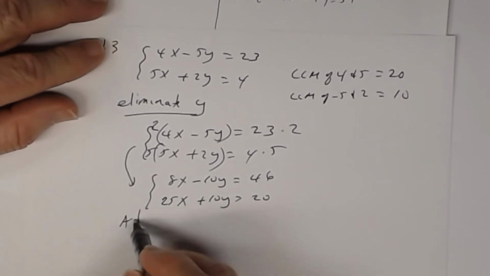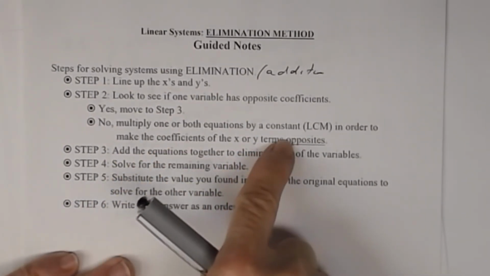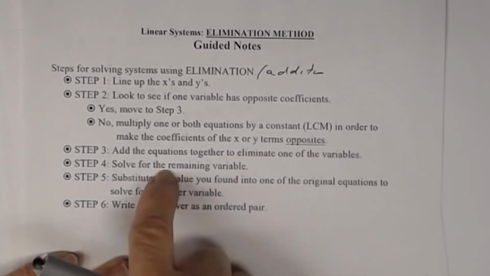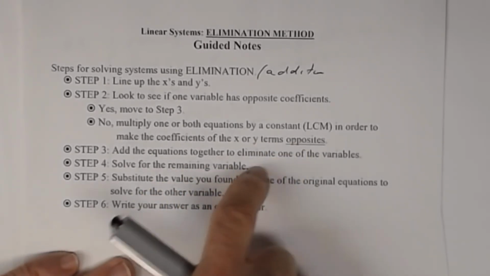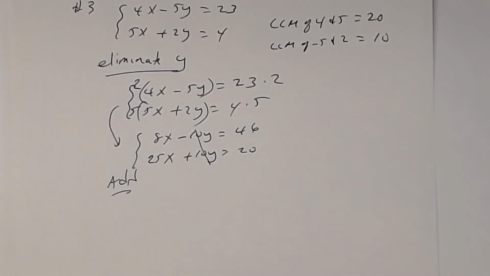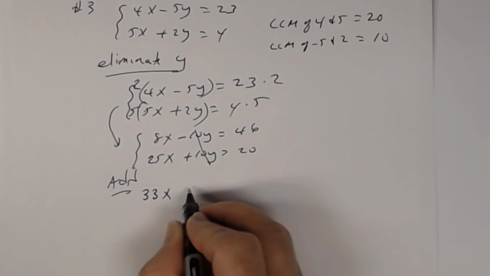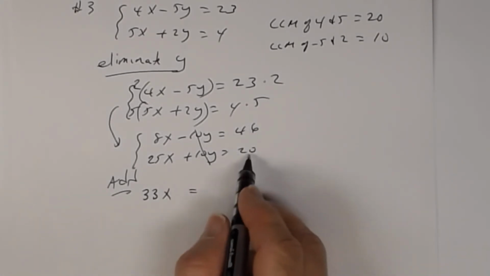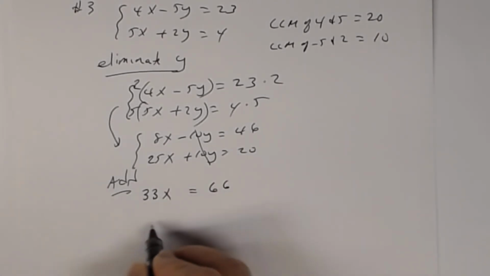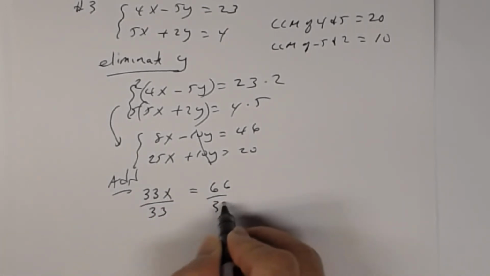Now you see you can add, which remember is step 3. Once you get one of the terms to be opposites, now you add them, and that variable will be eliminated. And so now when I add them, the y's are eliminated. So 8x plus 25x is 33x, right? Equals 46 plus 20 is 66. And now I can get x by itself. And I'm on the right track now.